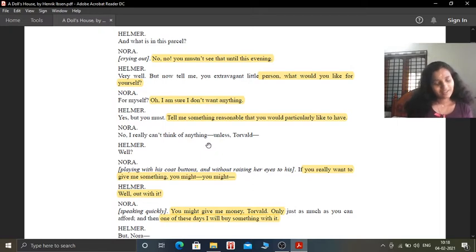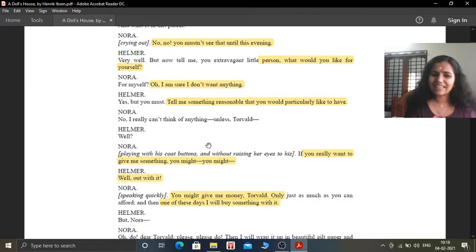Immediately she said, you may give me money, only just as much as you can afford. Anyway, you asked me for something, and immediately she asked, give me money. I don't want any gift. You can give that money to me. Right now, I don't want anything. I will get something for myself later.